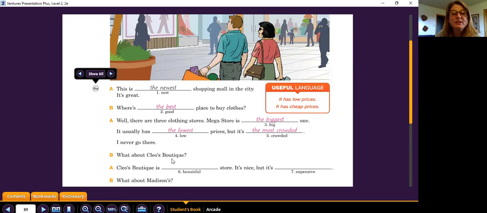What about Cleo's Boutique? Here we go. We're going to work on beautiful and expensive. So these are 3 and more syllable words. So if you look back on page 88, we're going to use the most. Cleo's Boutique is store. It's nice, but pause and put that in. Cleo's Boutique is the most beautiful store. It's nice, but it's the most expensive.